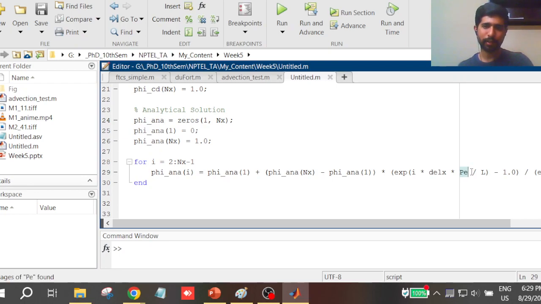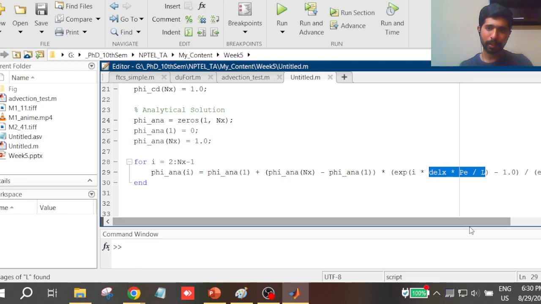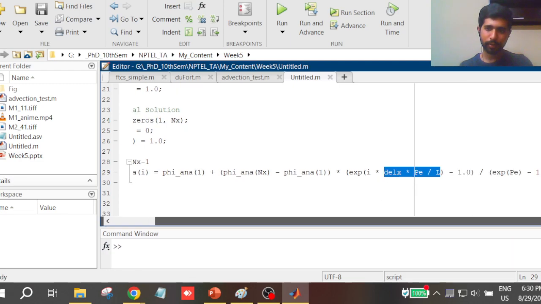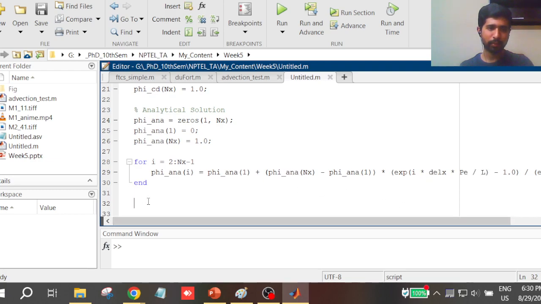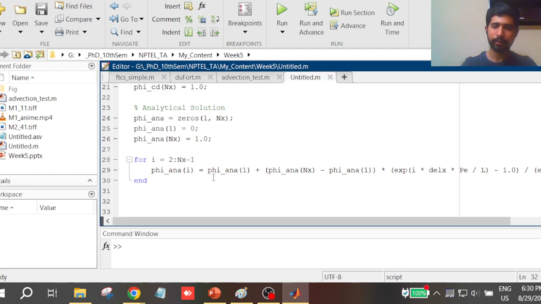Something, it was like that. Yeah, I think it comes the same only. If you see del x into Pe by L, then it is actually our Peclet number only. That is what I think. Okay, but anyway, we'll keep it like this only. I had copied this from your weekly content, the analytical solution which was given there.